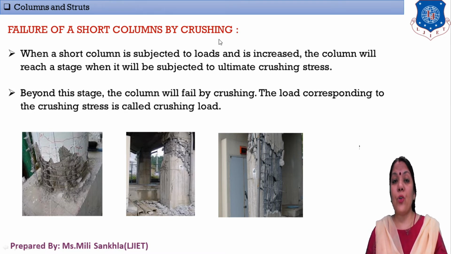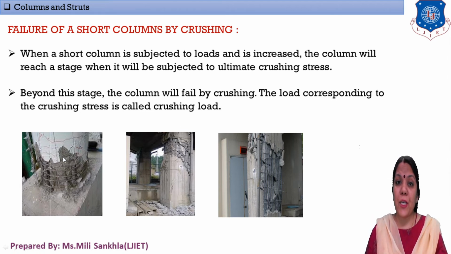Now in a short column we apply a continuous axial compressive load. What will happen? The outer surface of the column fails under the crushing load, because the column is made up of reinforced cement concrete, with reinforcement provided in the inner portion and the outer portion covered with concrete. So if our short column is subjected to crushing load, it will fail this way.